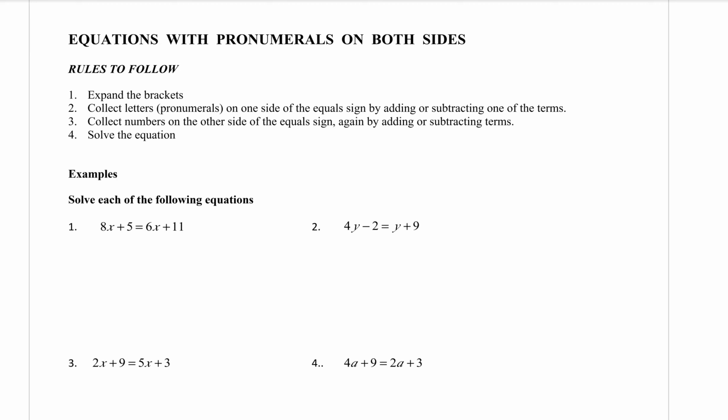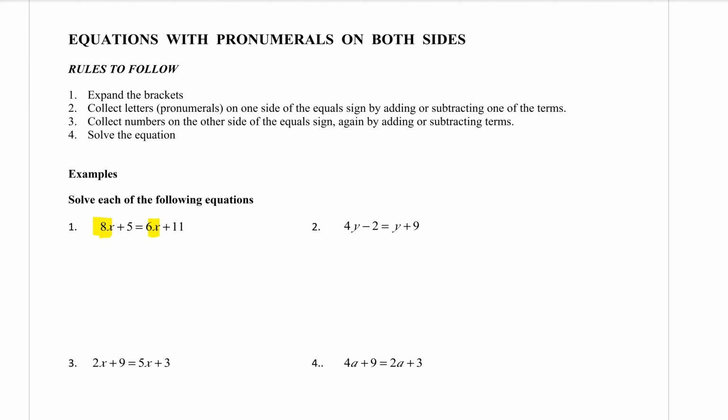Numerals on both sides. So when you have these questions, you're going to see that there's something like 8x on this side and a 6x on the other side. So there's an x on each side of the equation. What you should always do when this happens, because we're actually trying to find out what x is equal to, it's easier if there's only one of them.